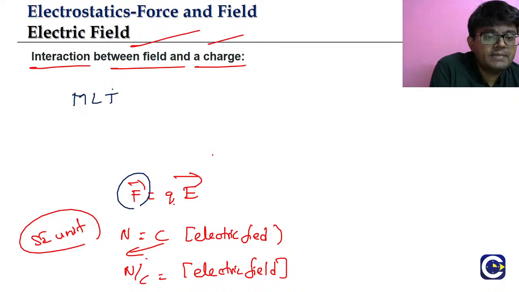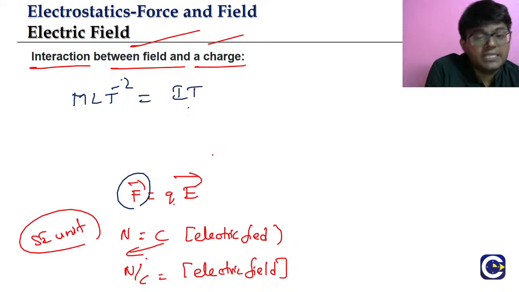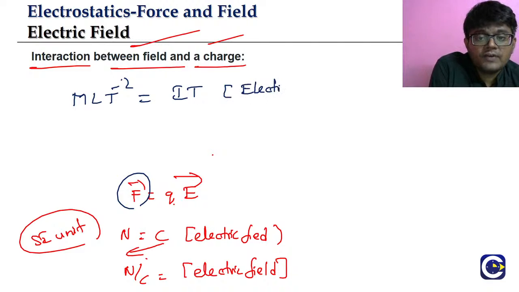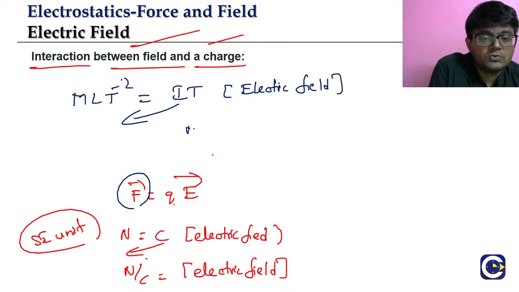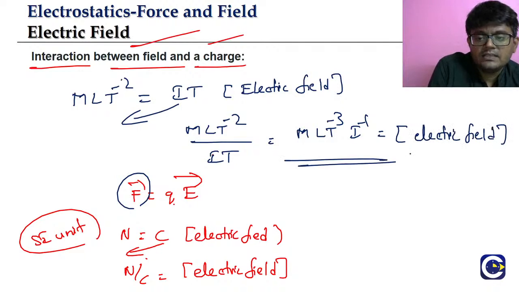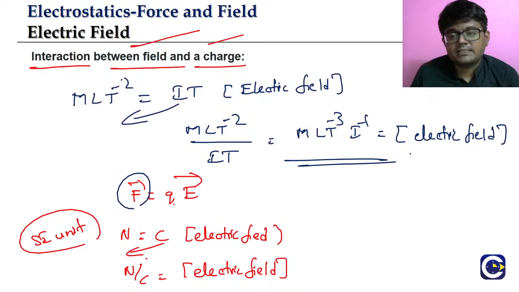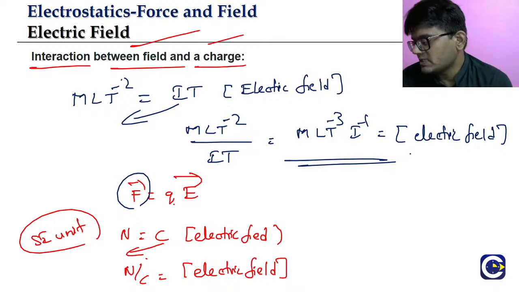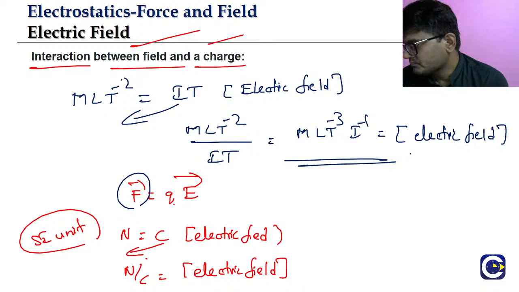பாருங்க, இதுல என்ன? F means what? Dimensional formula force என்னது? M L T power minus 2, is equal to Q. Charge means what? I into T, current into time, into the dimensional formula for electric field. Okay வா? So I into T அந்த பக்கம் எடுத்துட்டு போணும். So M L T power minus 2 divided by I into T. இதுதான் M L T power minus 3 I power minus 1. இதுதான் dimensional formula for electric field. Okay வா? So this is the dimensional formula for the electric field.